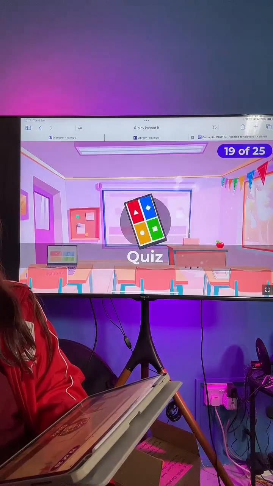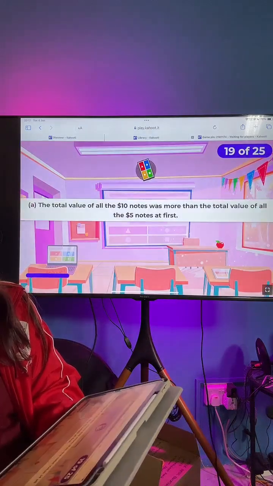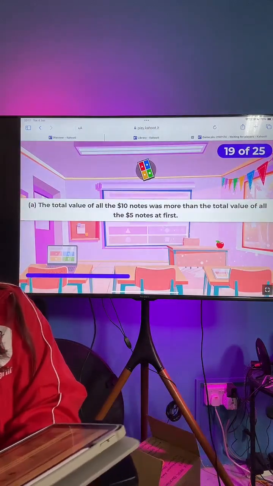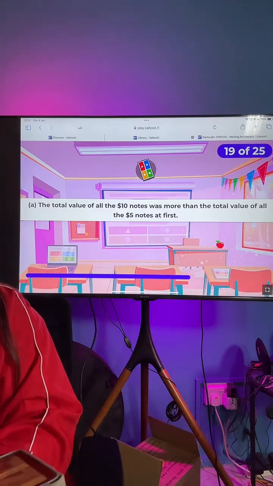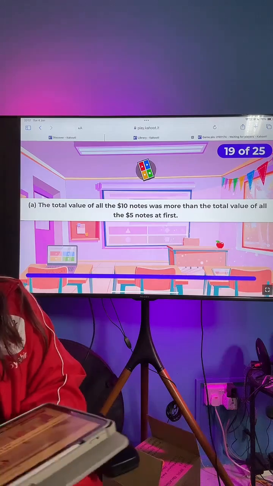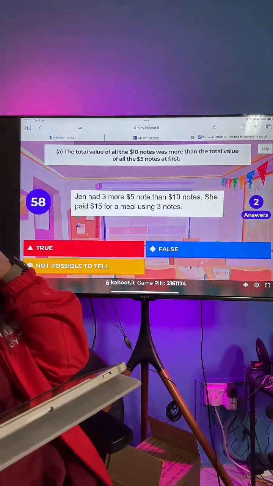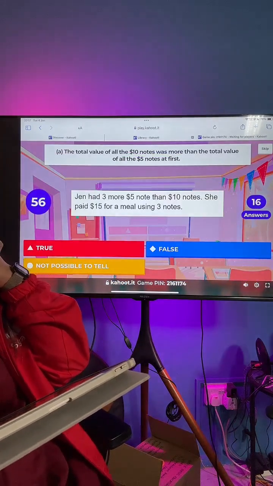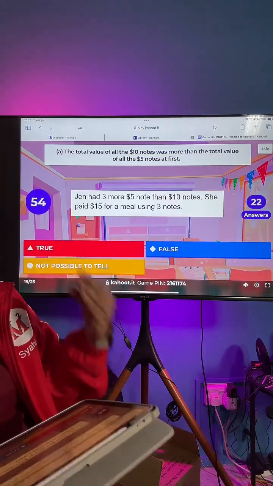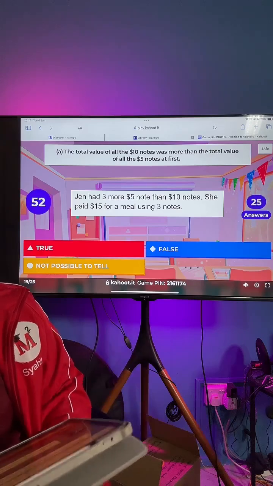Alright, friends, let's go. This question is a true, false, not possible to tell question, okay? The total value of all the $10 notes was more than the total value of all the $5 notes at first. Is it true? Is it false? Or is it not possible to tell?